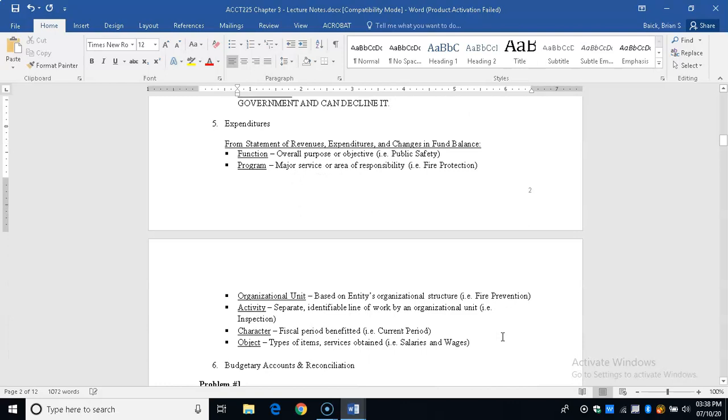Next, you should know that for governments, expenditures appear on the statement of revenues, expenditures and changes in fund balance. And expenditures can be by function, that's overall purpose. For example, I give you an example here of public safety. Or expenditures can be very specific. For example, object. So that's salaries and wages. Okay, so you can look at this yourself and just know that expenditures can be either very broad, like function, or very specific, like object.